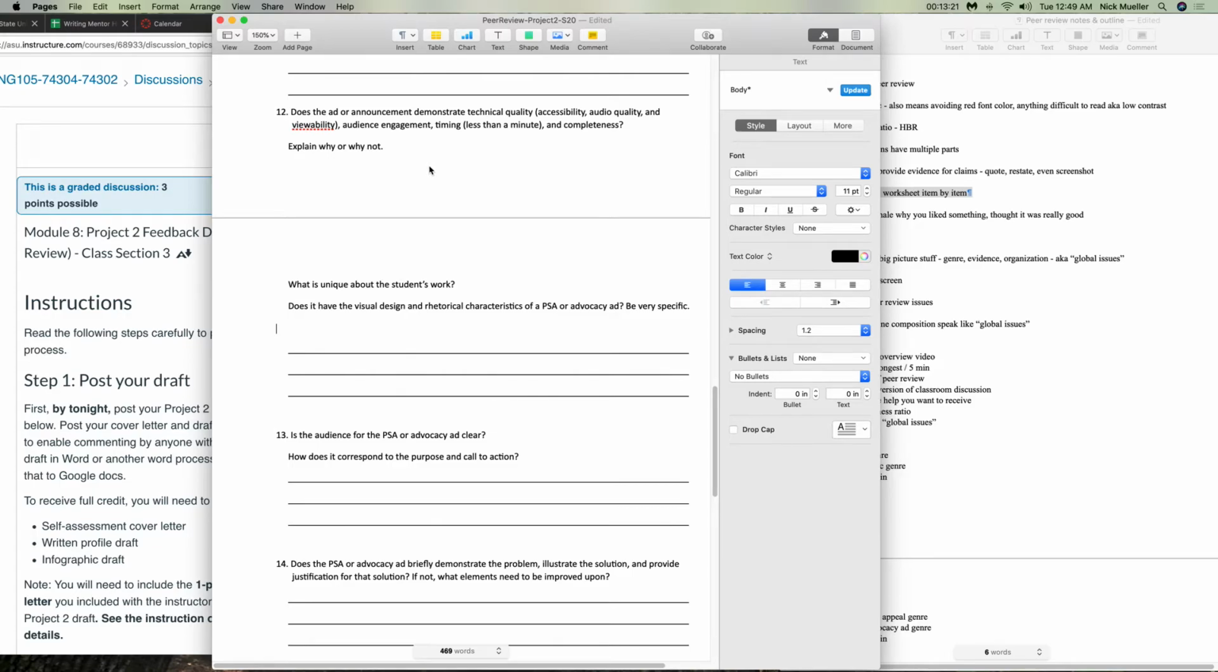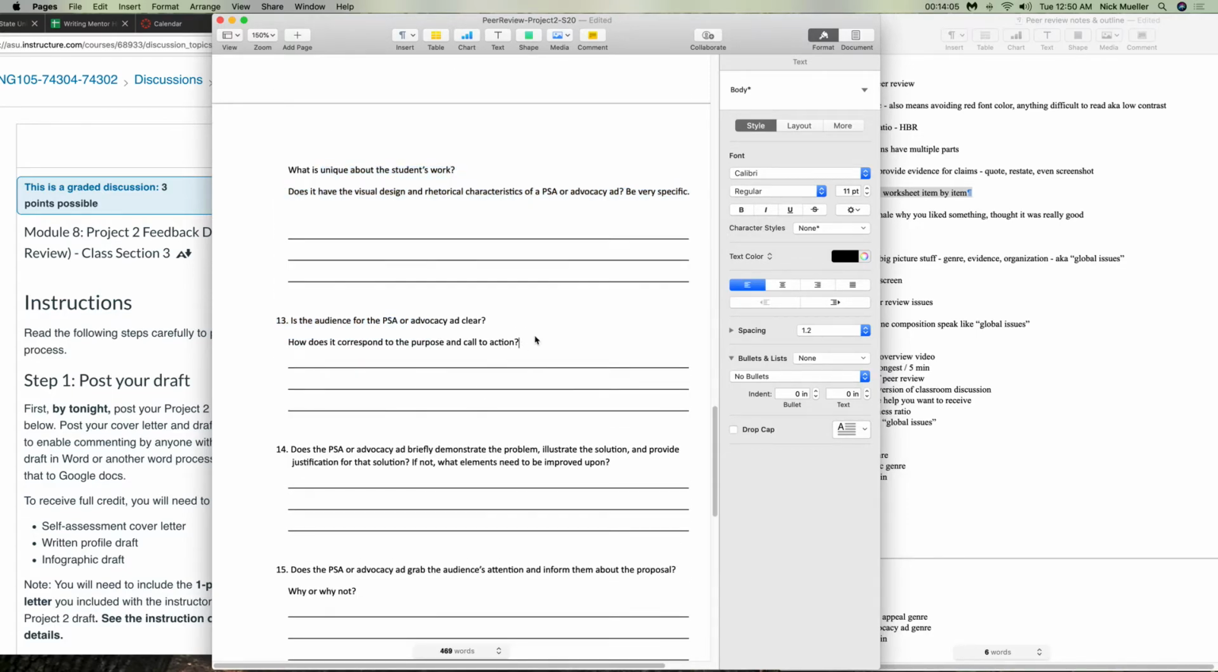Number 12, does the ad demonstrate technical quality? Are they concerned with readability, audibility, and viewability? Is there enough separation between the parts of the design? Is it too busy? Does the warmth or coldness of the color palette make sense given the topic being addressed? And looking at the design holistically, is there completeness? Is there a harmony among the parts of the design? Again, uniqueness, very subjective. What hits you immediately about your peers' work?